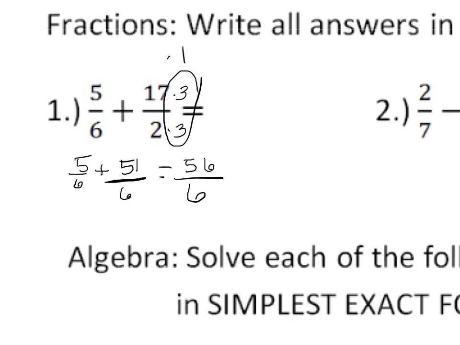Notice my unit didn't change when I added. My fraction denominator didn't change when I added. That's similar to the unit, like 5 inches plus 51 inches is equal to 56 inches. The inches stays there with all of them. Your sixths are like a unit as well.